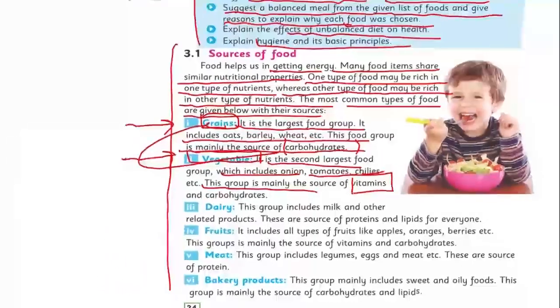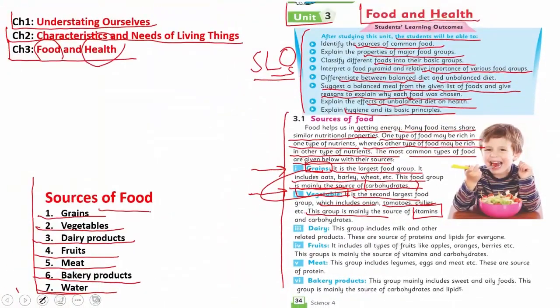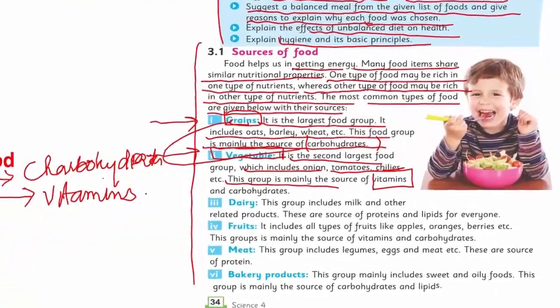Easy. Coming easy. Like if I write here, grains, what? Carbohydrates. And in front of vegetable, what should I write? I should write vitamins. Right? Going towards dairy products.